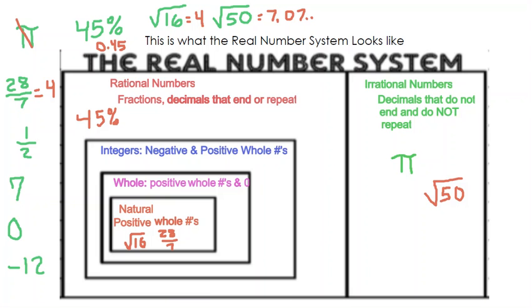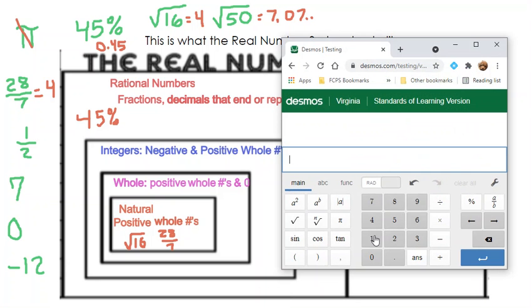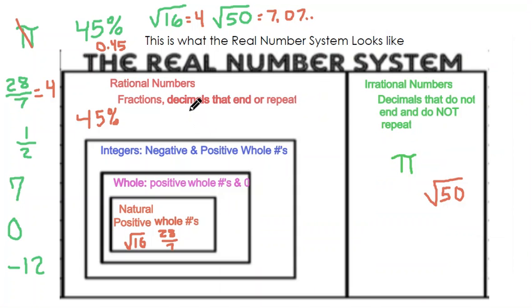All right, 1/2. If I put 1/2 in my calculator, 1 divided by 2, well, I see it's a fraction, so I know it's going to be rational. But let's see, I get 0.5. That is a decimal that ends. It's a fraction. 1/2 is a rational number. 7. 7 is a positive whole number. So positive whole numbers are natural.